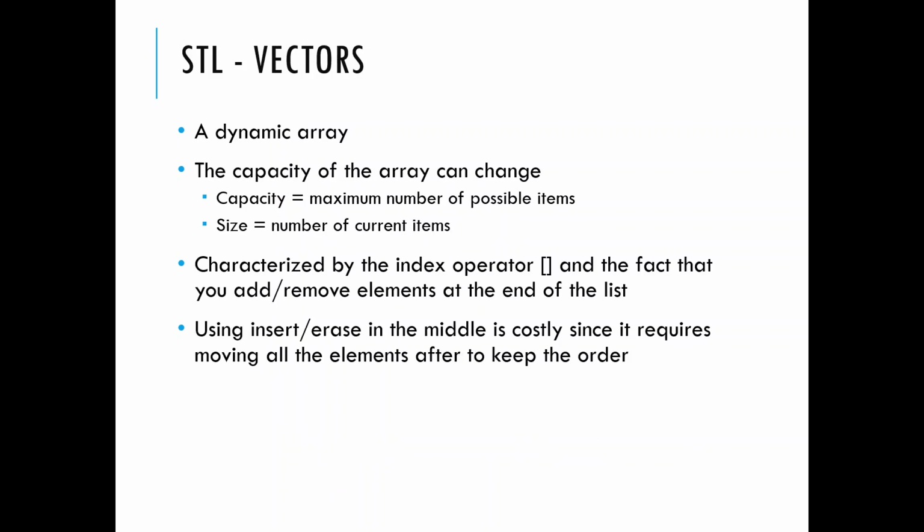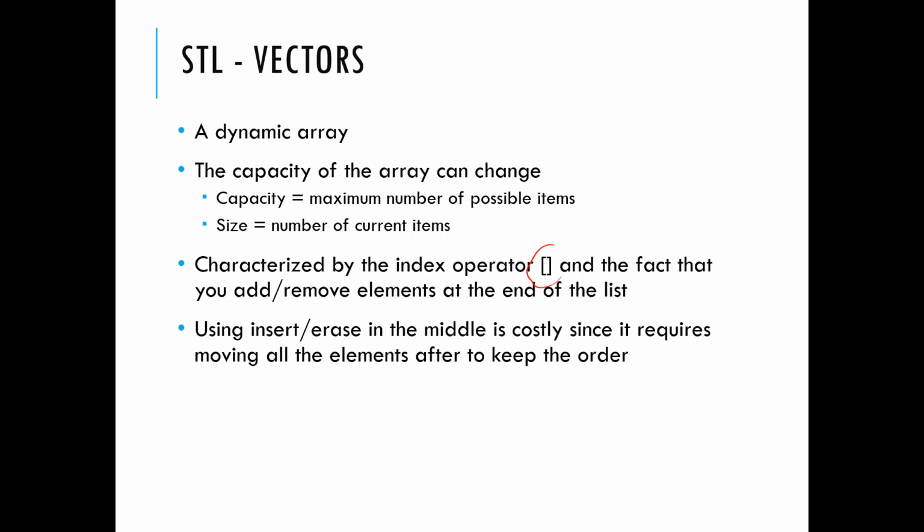So it's dynamic. If I add too many things, it doubles capacity. There is a capacity value, which is the maximum number of items I can store. There's a size, which is the current number of items I have stored, and I can access elements the way I would normally with an array. You add and remove elements at the end of the list, normally.